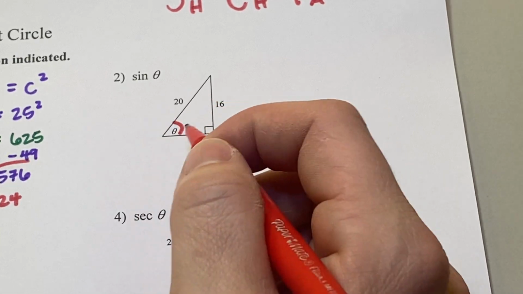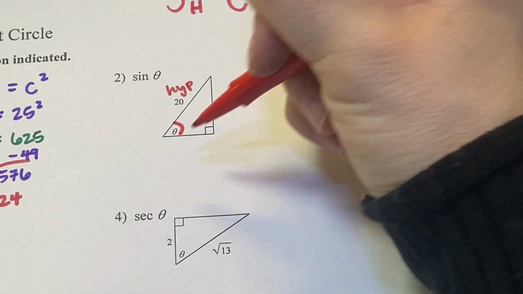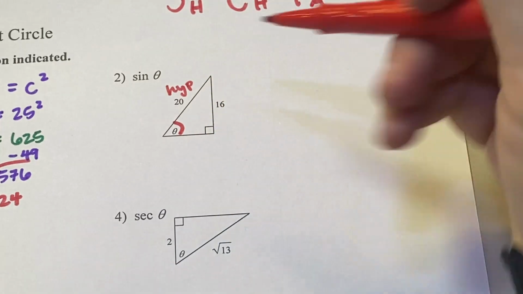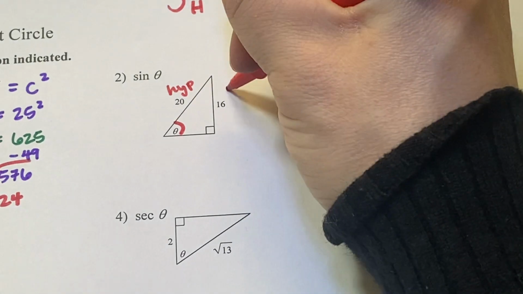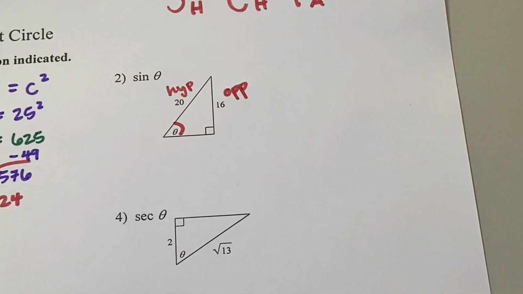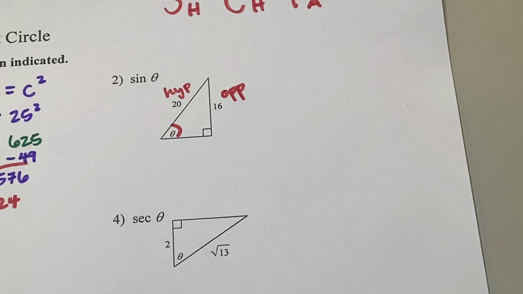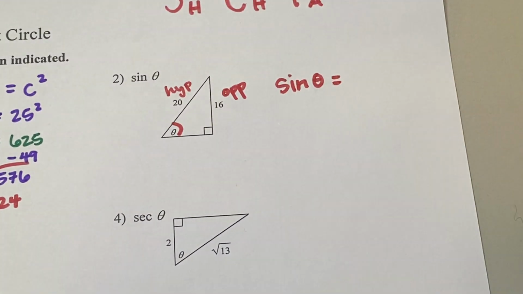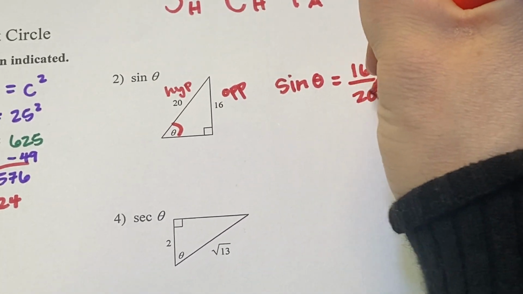Opposite, hypotenuse, adjacent? 20 would be the hypotenuse. Check. The bottom would be adjacent, and 16 will be the opposite side. Beautiful. Do we need to solve for any missing sides here, or do we have everything we need? We have everything we need, right? It wants sine, which means I need opposite and hypotenuse. We have that. So the sine of theta equals opposite 16 over hypotenuse 20.